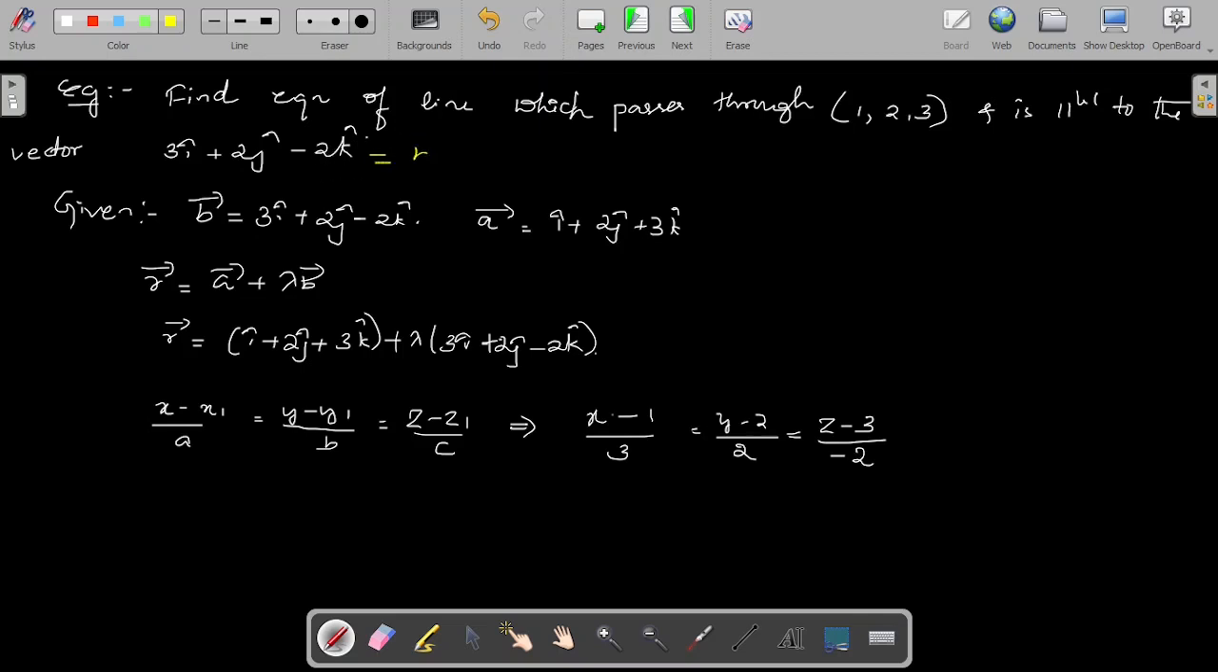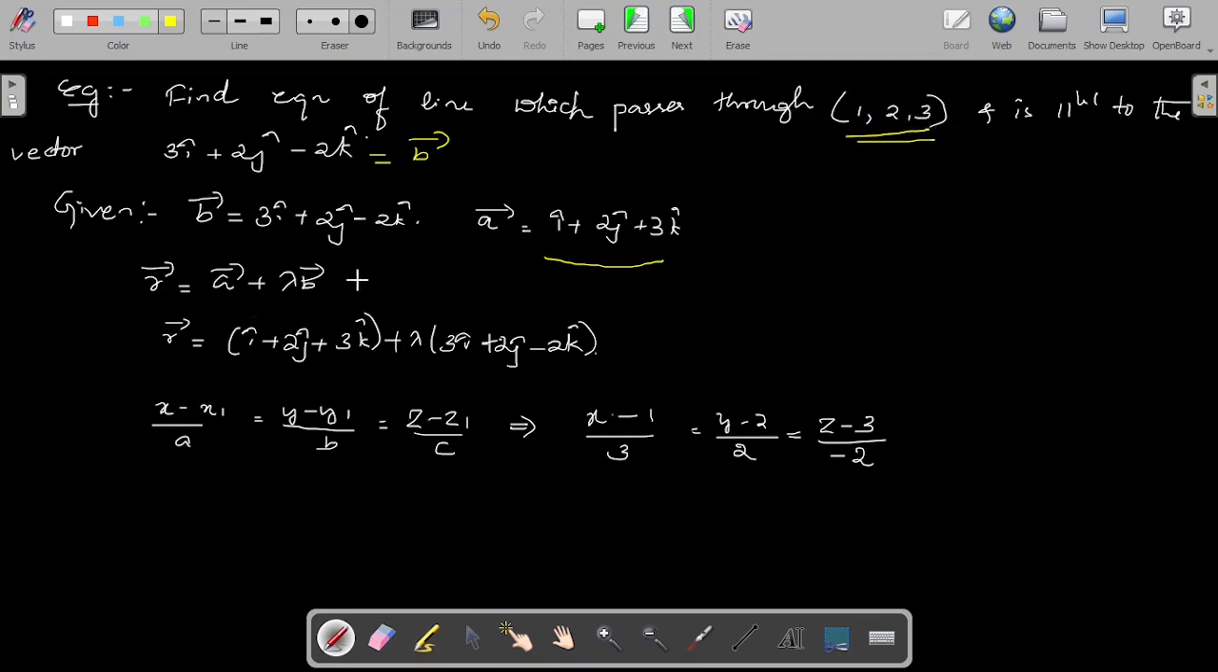It is parallel to the given vector, so this is the b vector. The components of the b vector are nothing but the direction ratios of that vector. The direction ratios of that vector and the line are the same because they are parallel. So you will have b vector equal to this, and a vector equal to i cap plus 2j cap plus 3k cap, because it is the position vector of the given point: one is its x component, two is its y component, three is its z component.